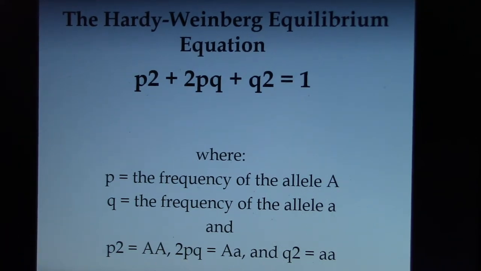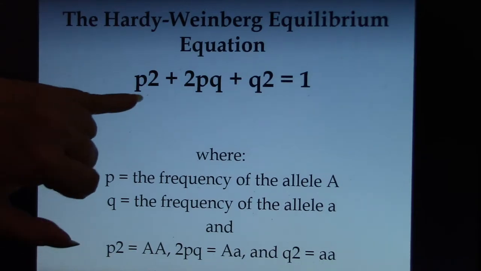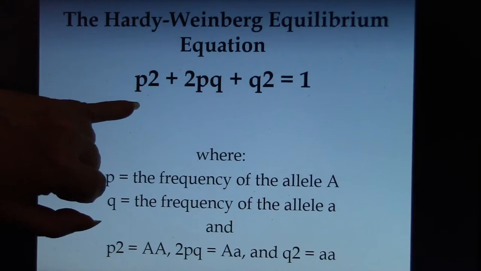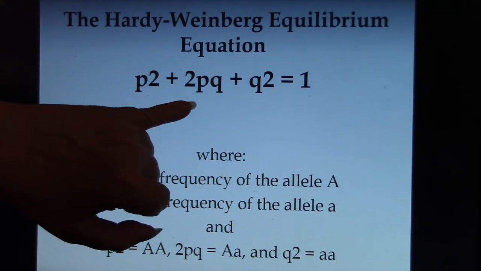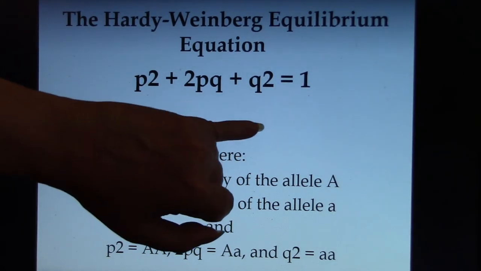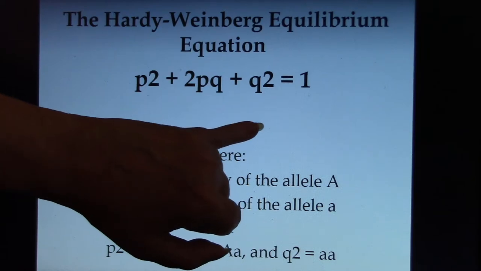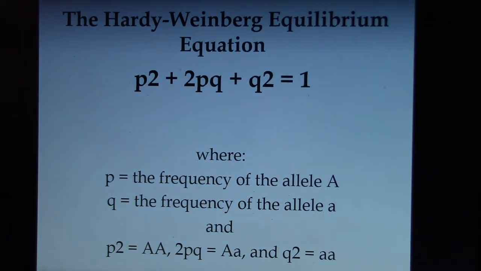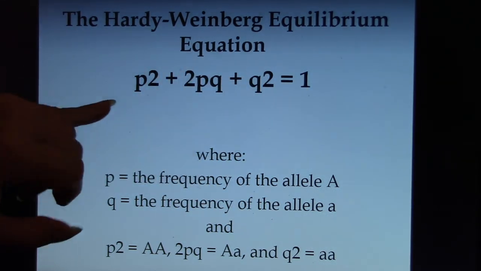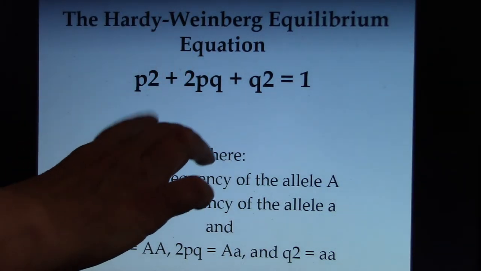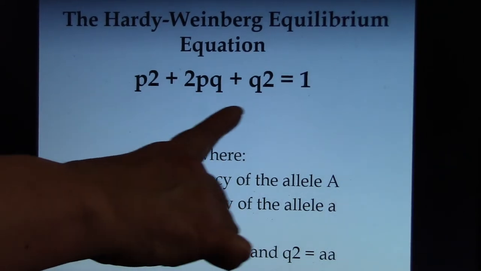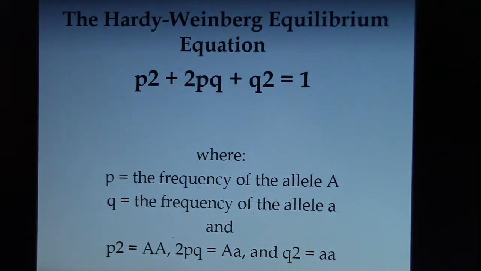So P and Q. In fact, P plus Q equals 1 as well. So then P squared would be our homozygous dominant, big A, big A. 2PQ would be our heterozygote, big A, little a. And Q squared would be our homozygous recessive, little a, little a. And if we only have two alleles, that's going to equal 1, because these are going to be decimals, not percentages. So this could be 0.25, 0.5, and 0.25 equals 1.